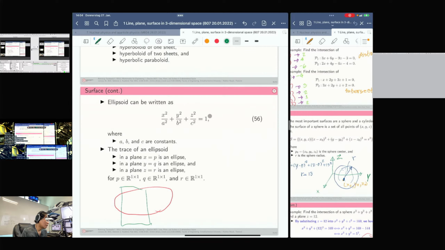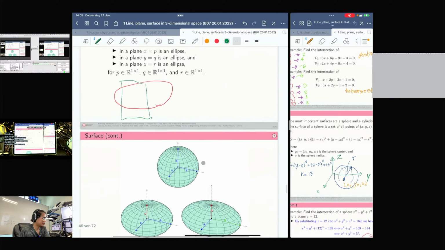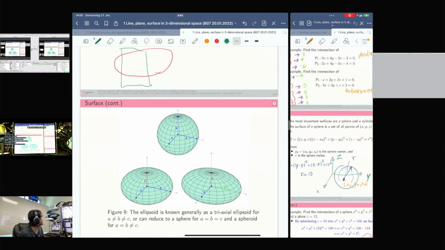All right, the next thing is here the detail of the ellipsoid. Okay, already here. The ellipsoid looks like this, right?